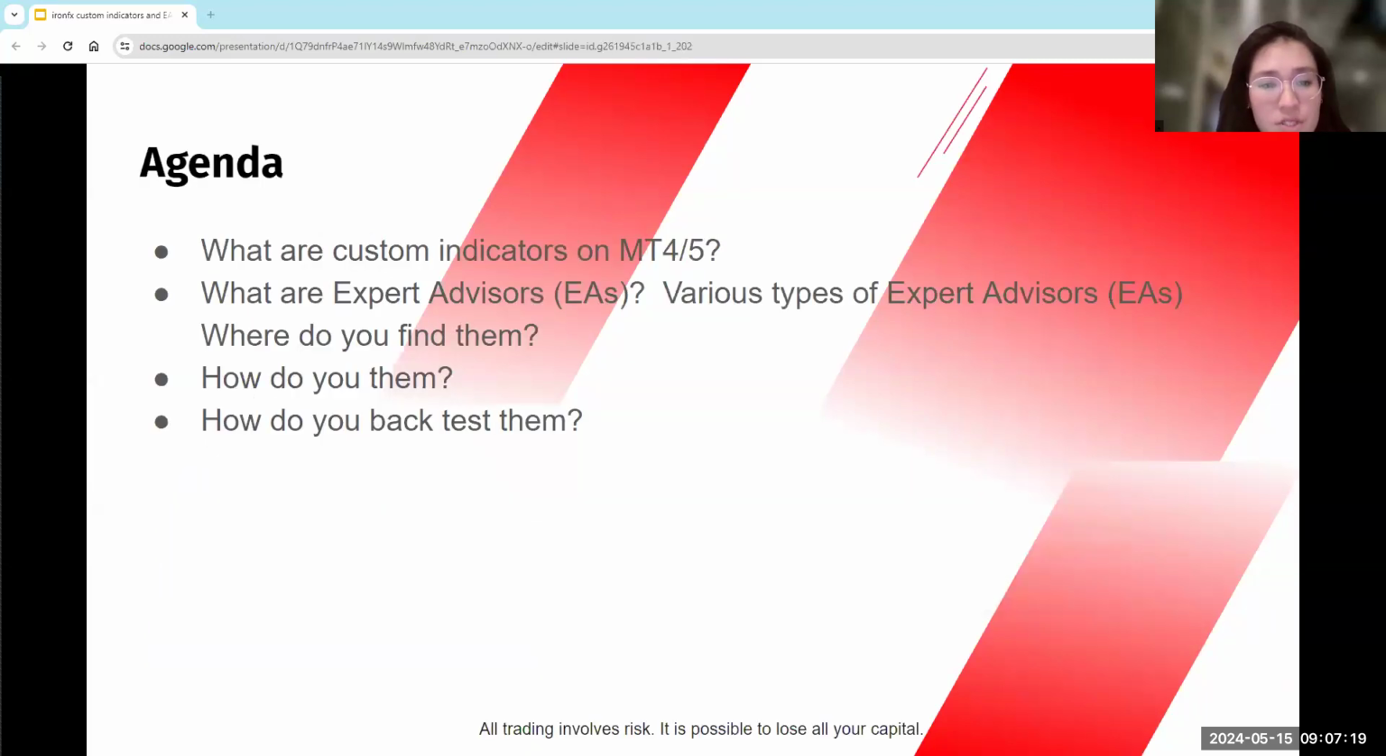So here's our agenda for today. We'll look at what are custom indicators on MT4 and 5, what are some EAs that you can use, various types, and where to find them, how do you use them, and how do you backtest them.